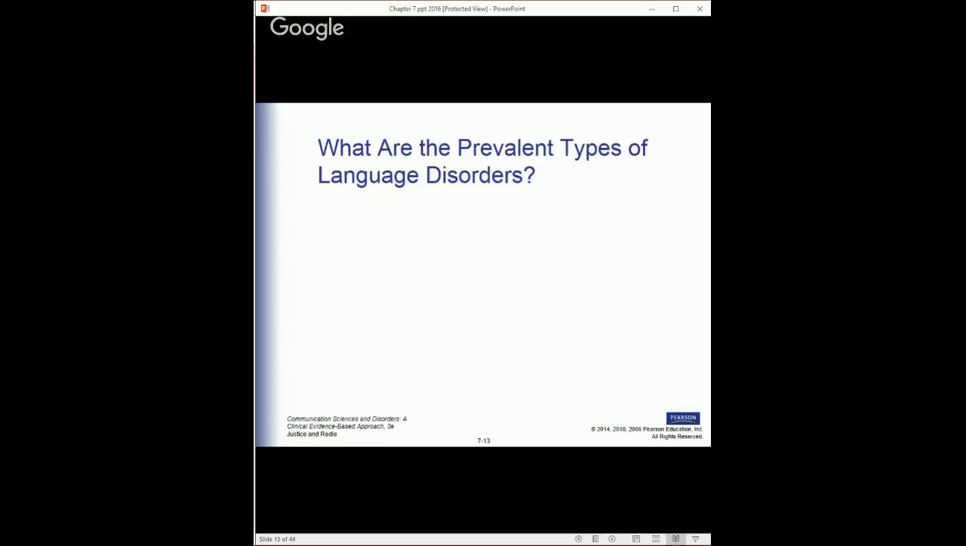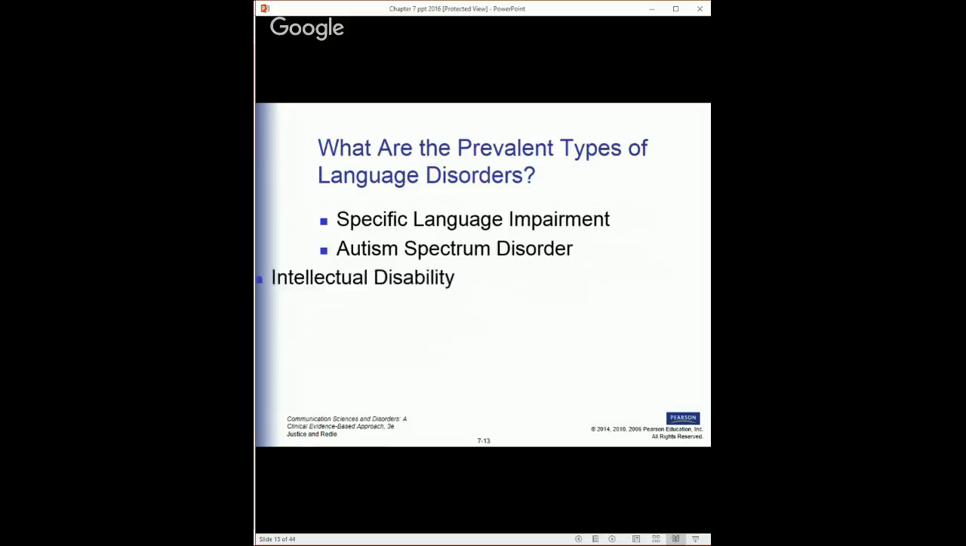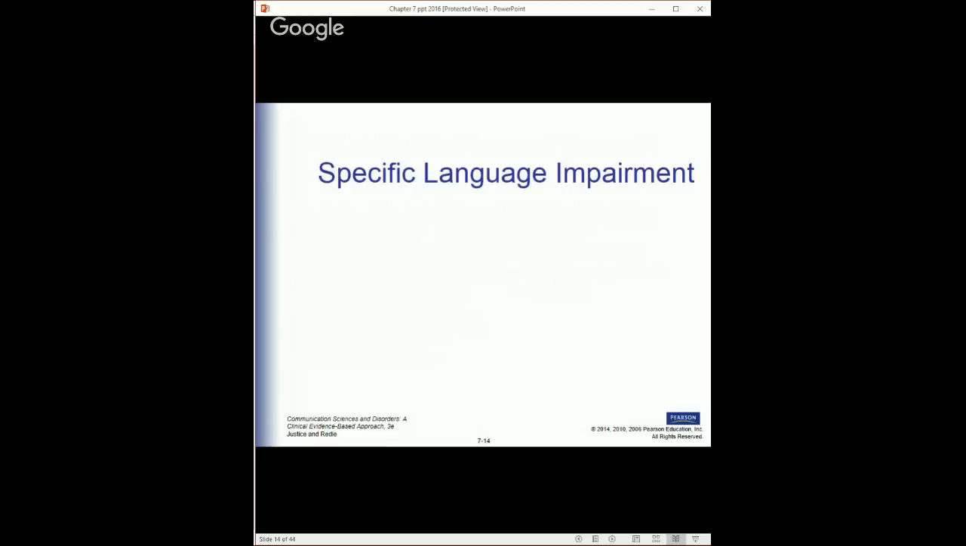What are the prevalent types of language disorders? Specific language impairment, autism spectrum disorder, intellectual disability, and brain injury are the ones that we're going to look at today. Specific language impairment describes a significant impairment of expressive or receptive language in preschool and school-age children that cannot be attributed to any other causal condition.